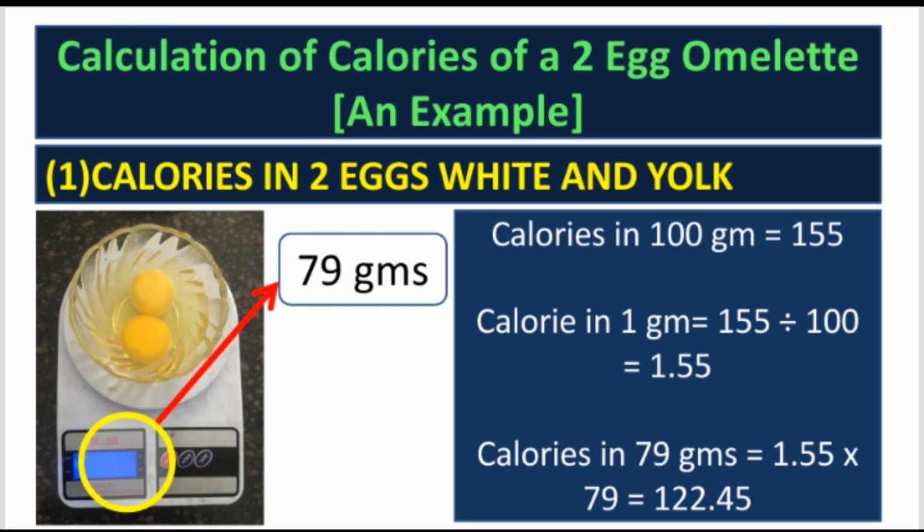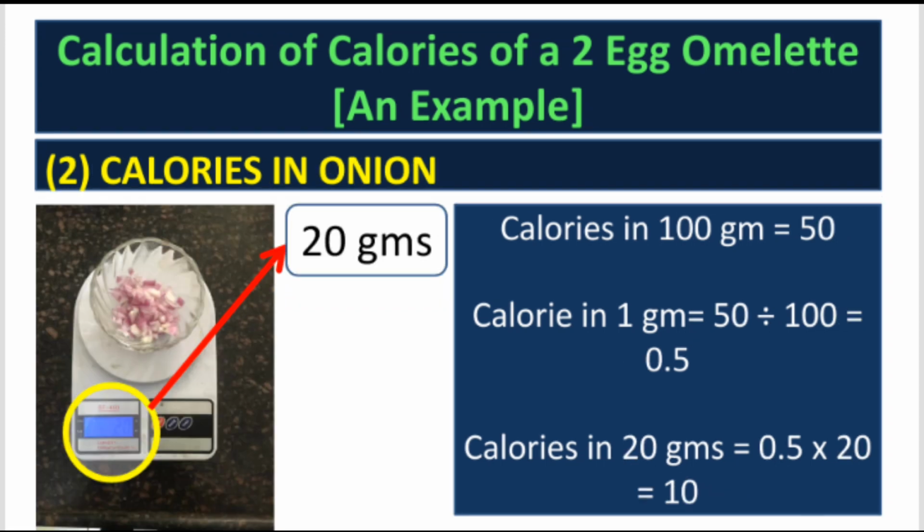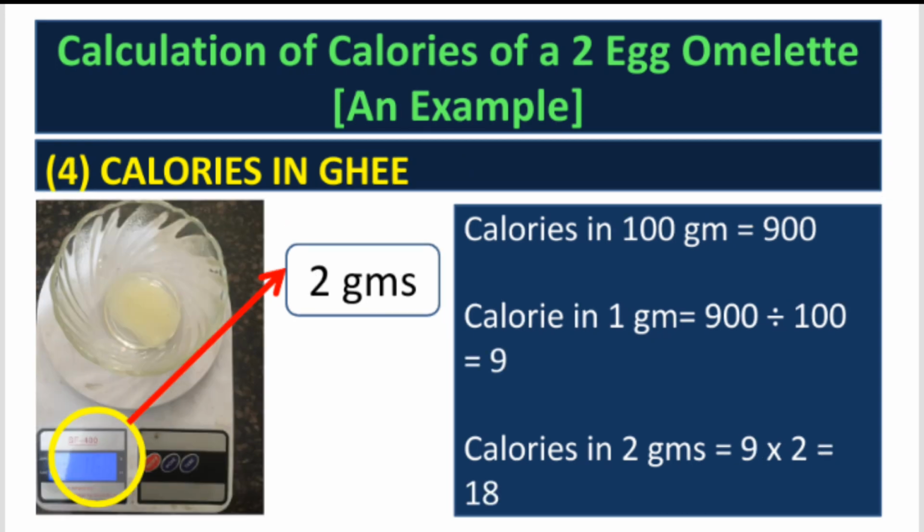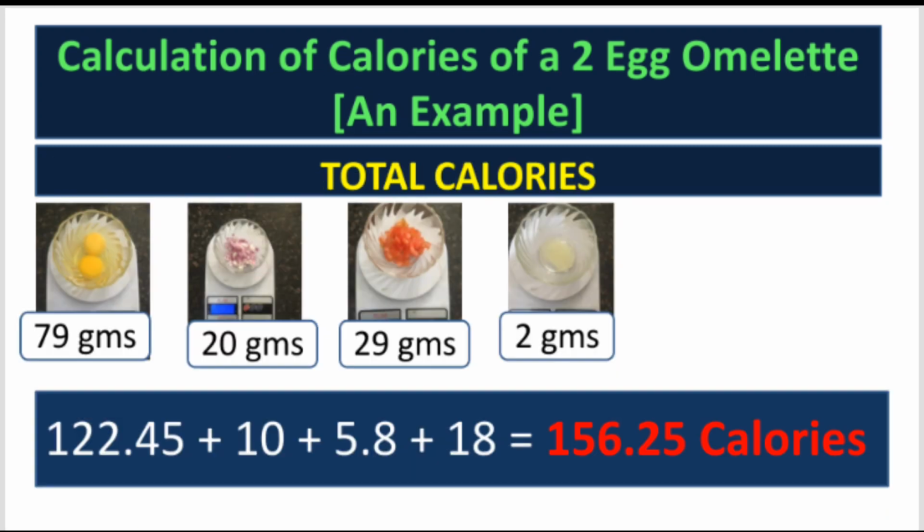First, know the calories of an item for 100 grams. Then divide by 100 to get the value for 1 gram. Multiply this by the weight in grams of our food item. Do this for all the constituents of the food. The weight of 2 eggs white and yolk was 79 grams and the calories came out to be 122.45. Similar calculation gave the calories of onion as 10 and those of ripe tomato as 5.8. Just 2 grams of ghee gave 18 calories. The total calories in my 2-egg omelette was 156.